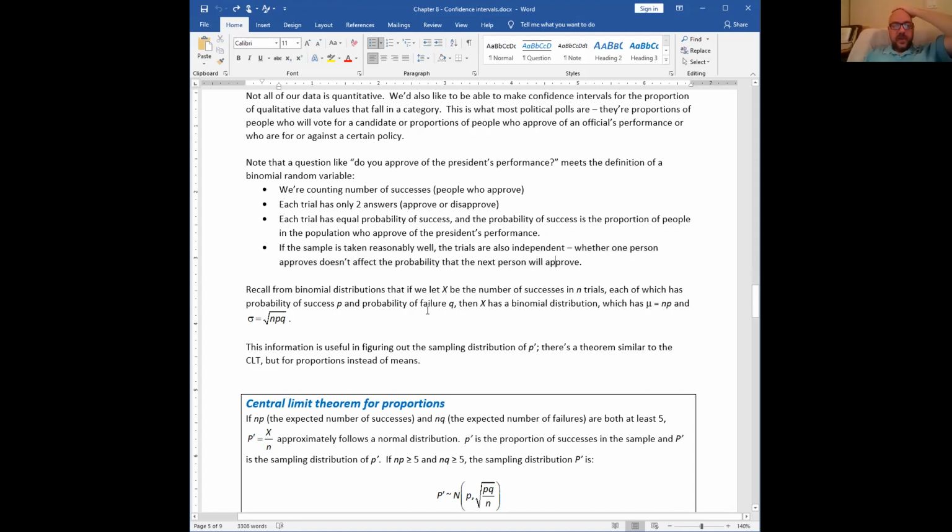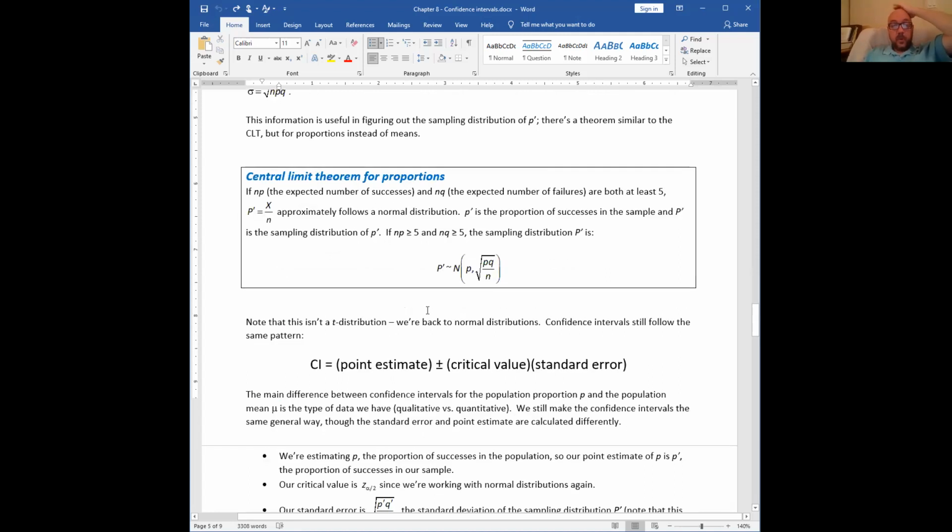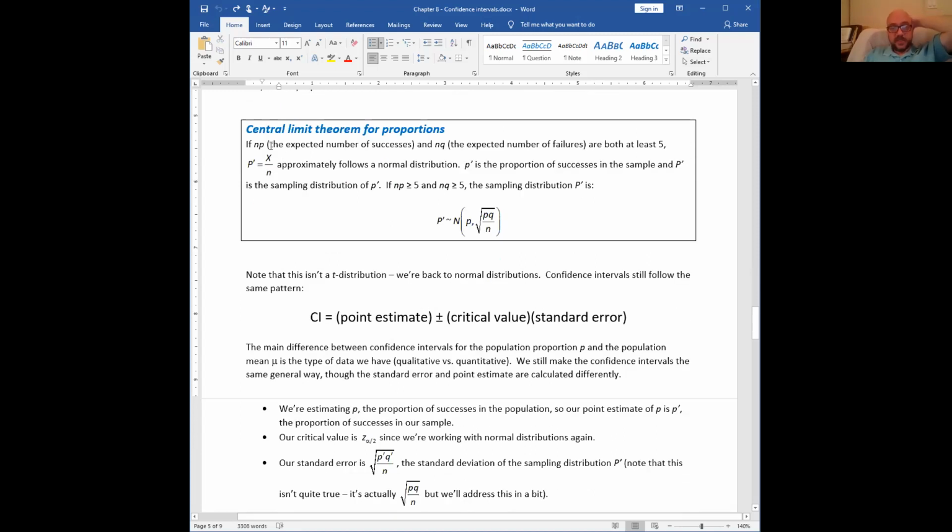So there is a central limit theorem for proportions. It goes like this. So np, the sample size times the proportion or times the probability of success, gives you the expected number of successes. And then nq is the expected number of failures. q is the probability of failure. You can think of it as 1 minus p if you want.